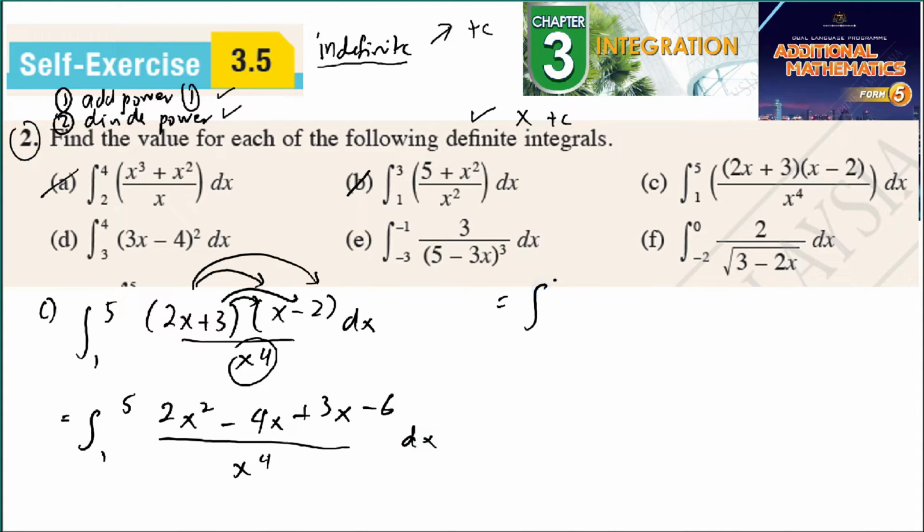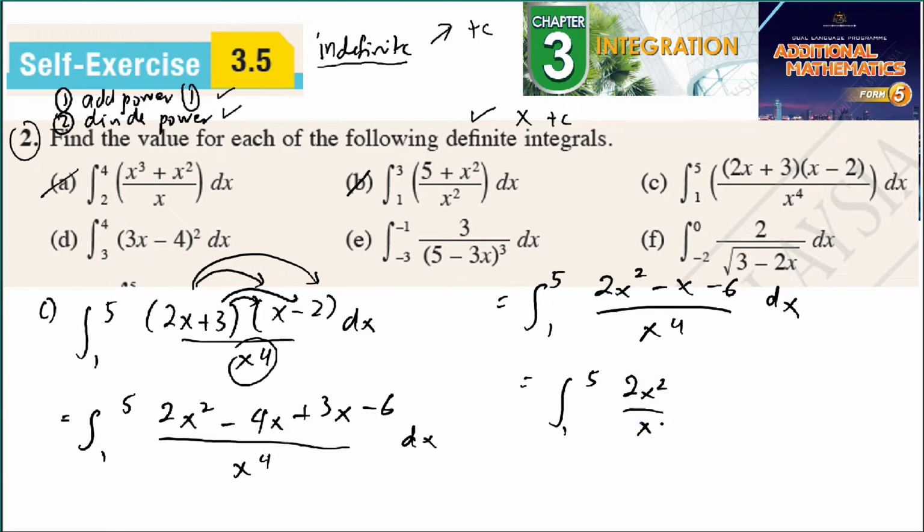So we see here we can combine x and x. -4 plus 3 is -x, right? So it would be 2x squared minus x minus 6 divided by x to the power 4 dx. Now you can separate it: 2x squared divided by x to the power 4, minus x over x to the power 4, minus 6 over x to the power 4 dx. So x squared and x to the power 4, you can get 2 over x squared. X and x to the power 4, this one can be cut with 1, this one will get x cubed.